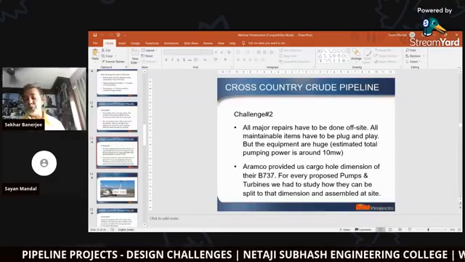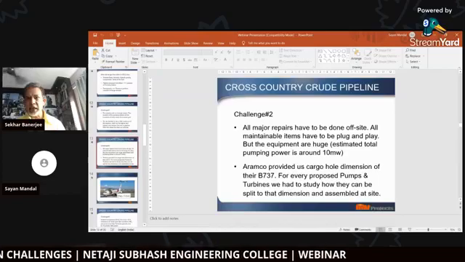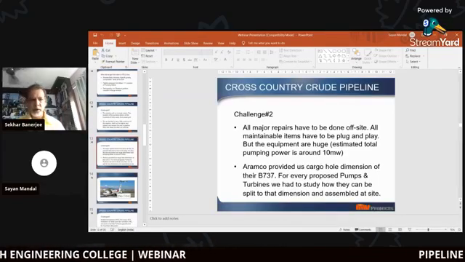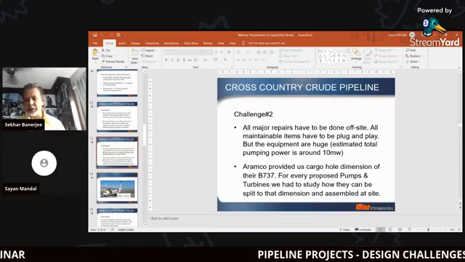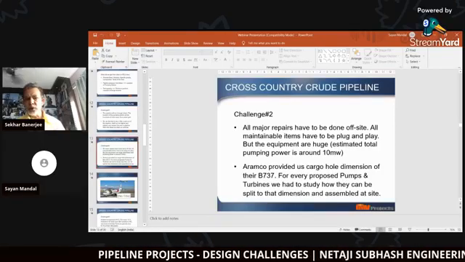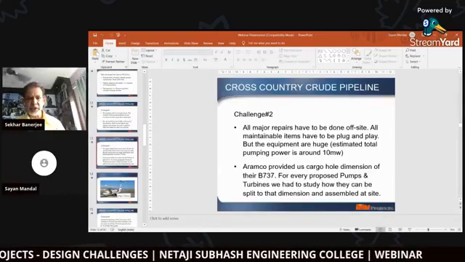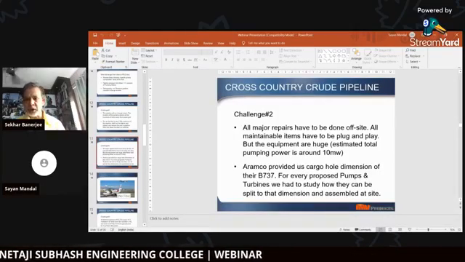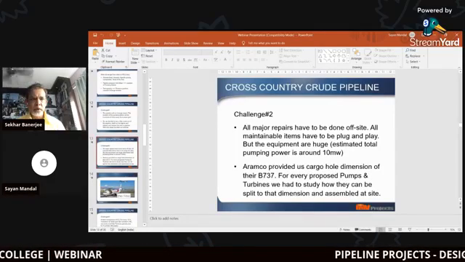But the equipment is huge. Let's give you an assumption that total pumping power is 10 megawatt. So Aramco decided to take it through flight, all the major components. They provided us the cargo hold dimensions of their Boeing 737. They have about 6 Boeing 737s for their own use. It is not uncommon for big oil companies to have their own helicopters and planes.